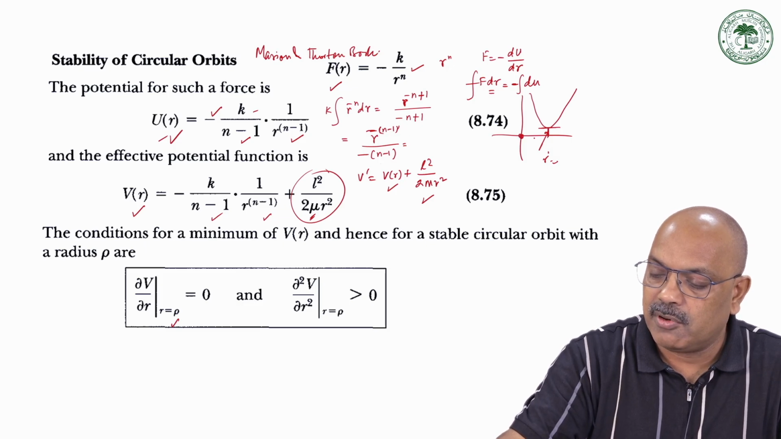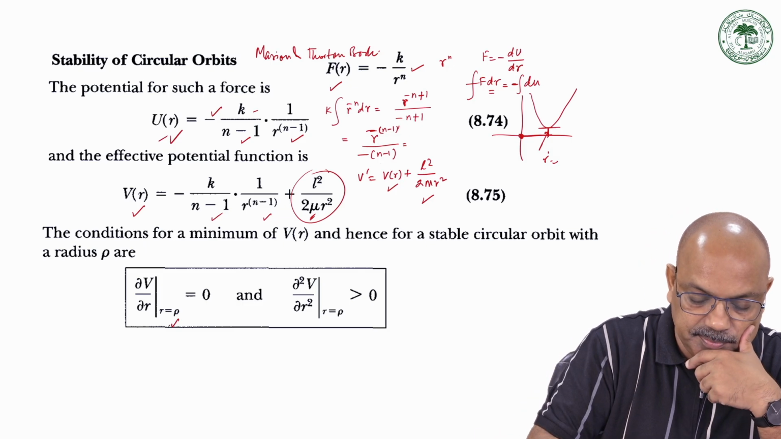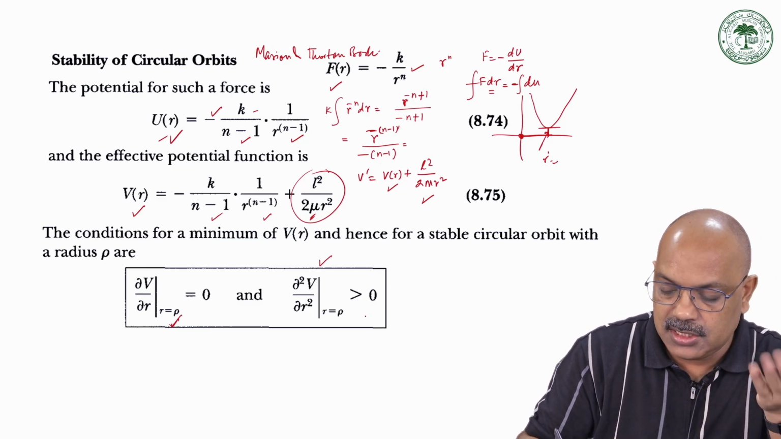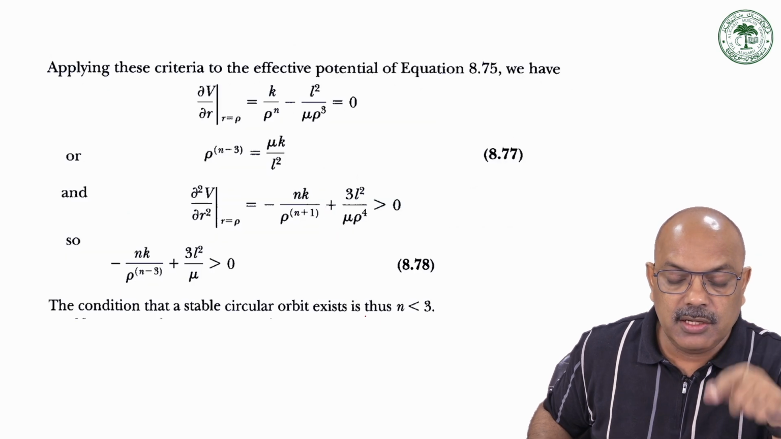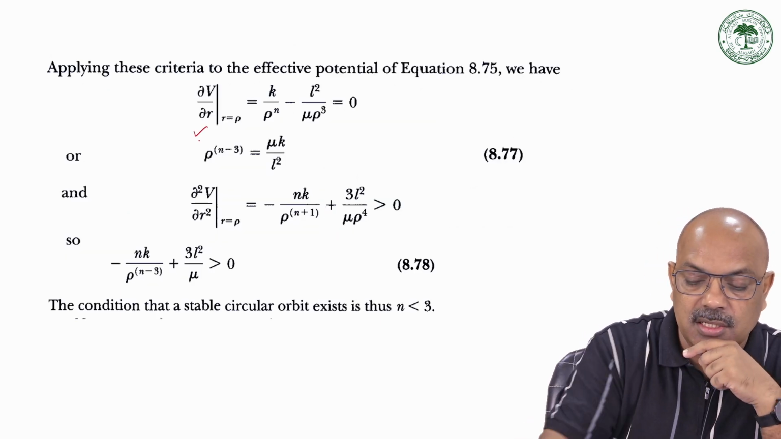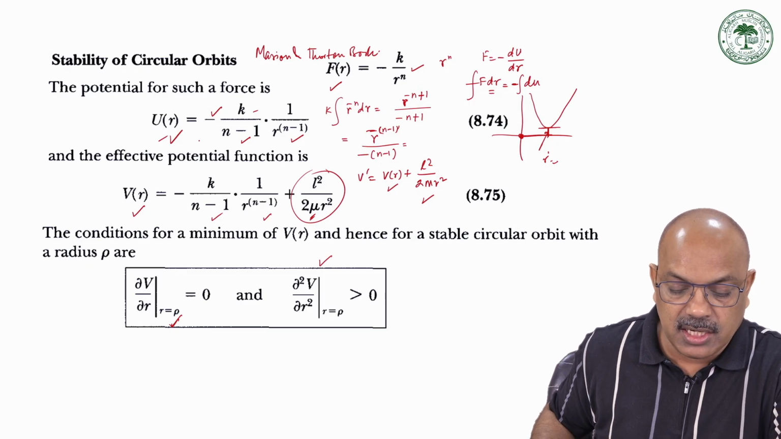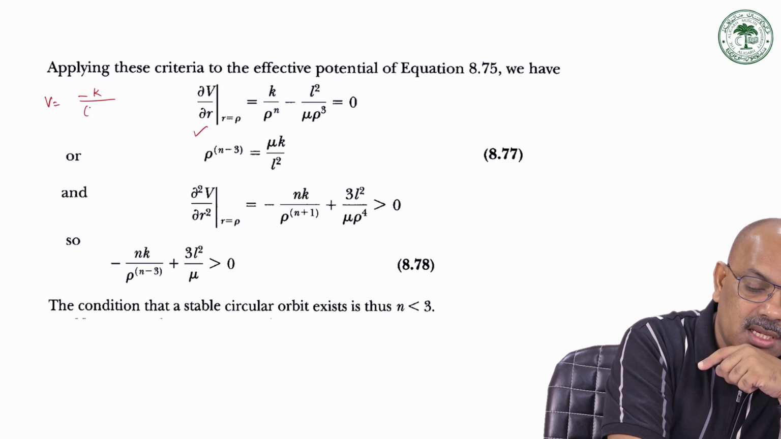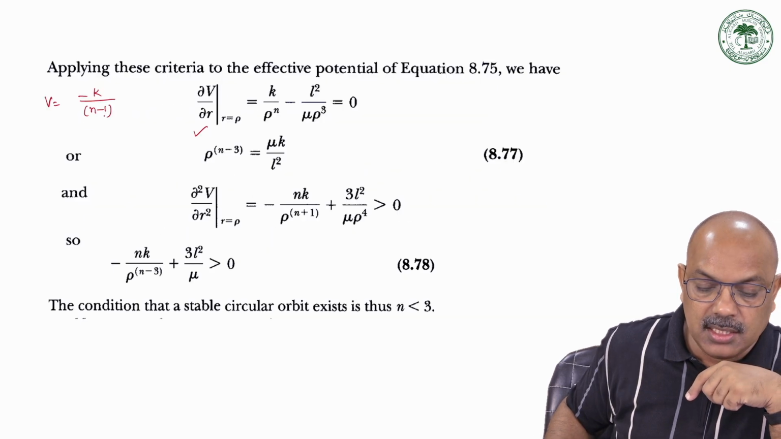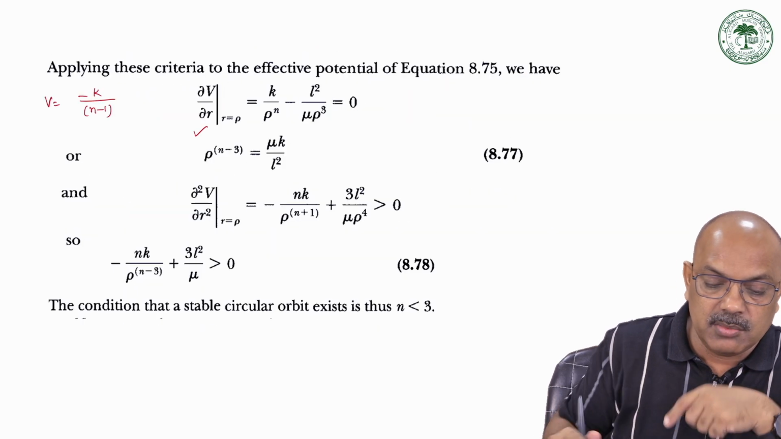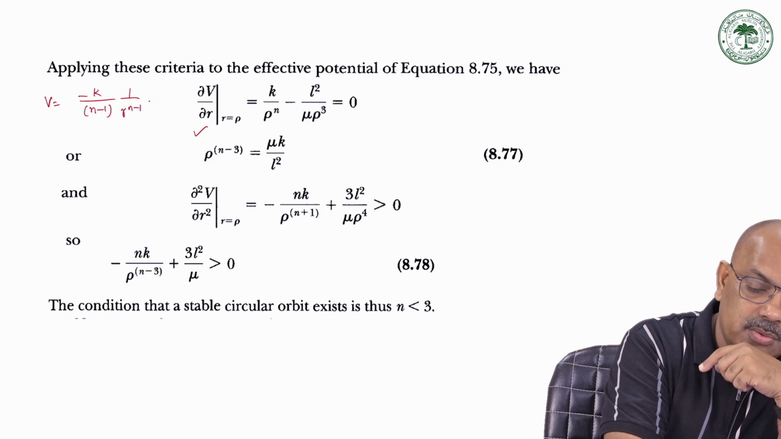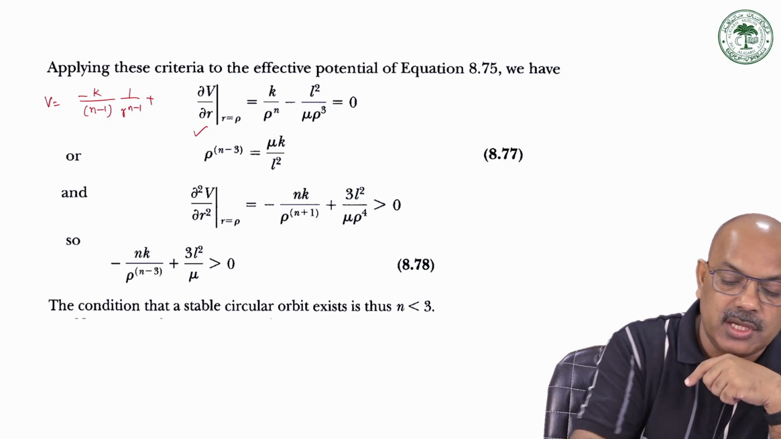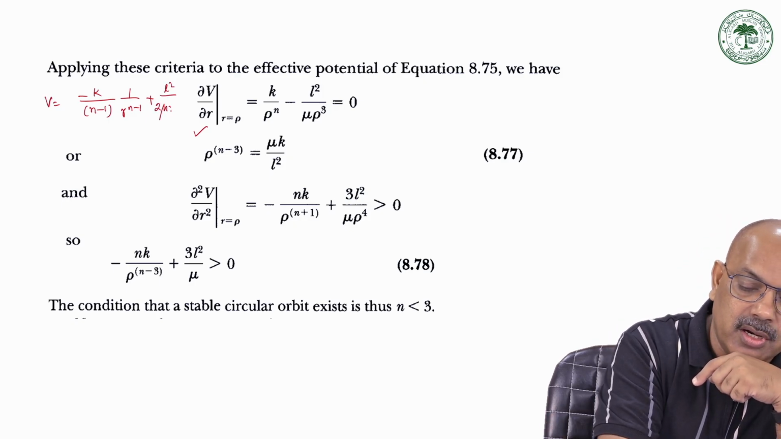Now to find the stability condition, we first differentiate dV by dr at r equal to rho naught. Earlier we decided that rho naught is the point where r dot equals 0, so this is my corresponding rho naught. Then if we double differentiate, this is going to be greater than 0. So V is minus k over n minus 1 times 1 upon r to the n minus 1, plus L squared by twice mu r squared.